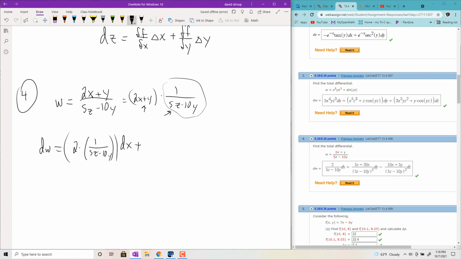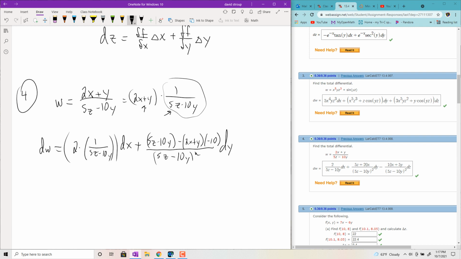Plus the derivative with respect to y. Now I'm going to have to do a quotient rule. So low, 5z minus 10y, times the derivative of the high, which is just 1, minus high, 2x plus y, times the derivative of the low with respect to y, which would be negative 10, all over the low squared, and I'll simplify that in my next step.